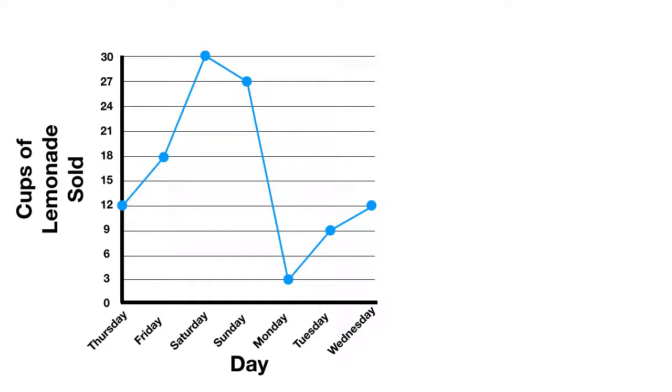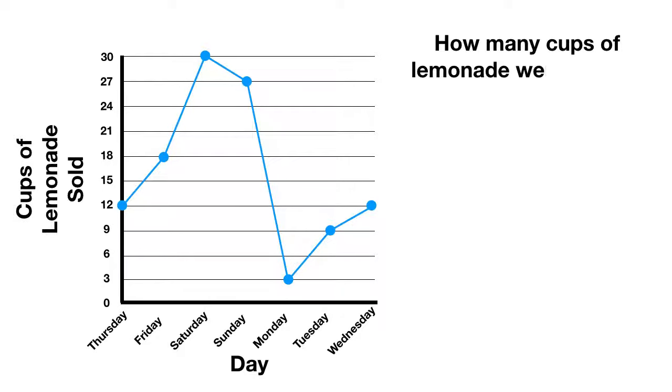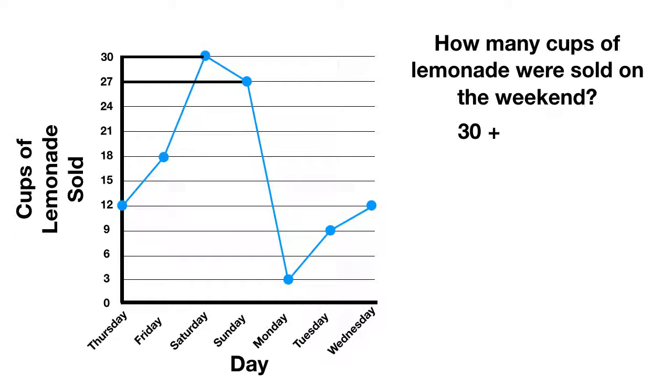This graph shows the number of cups of lemonade I sold on each day of the week. The first question is, how many cups of lemonade were sold on the weekend? Remember that weekend means Saturday and Sunday. Well, we can start with Saturday. We see Saturday is up here. I sold 30 cups. The next day is Sunday. On Sunday, the dot's here, which is at 27. I sold 27 cups. To figure out the total, you would add those together, and 30 plus 27 equals 57 cups.